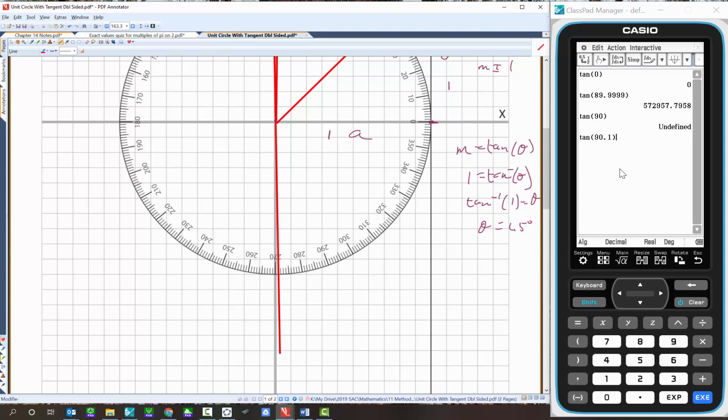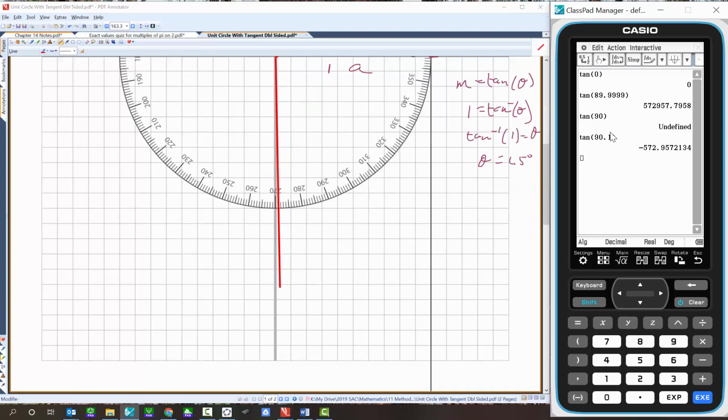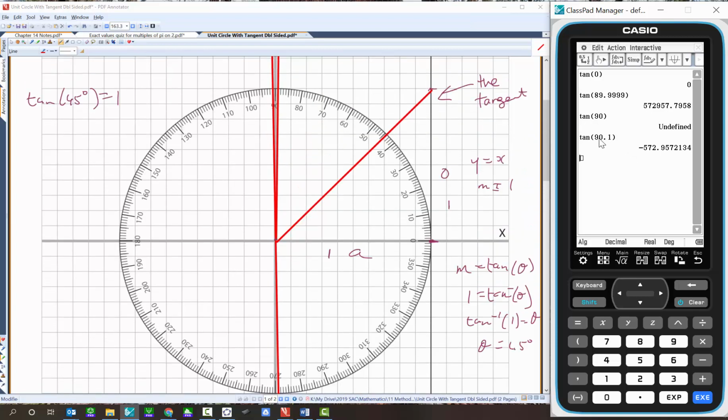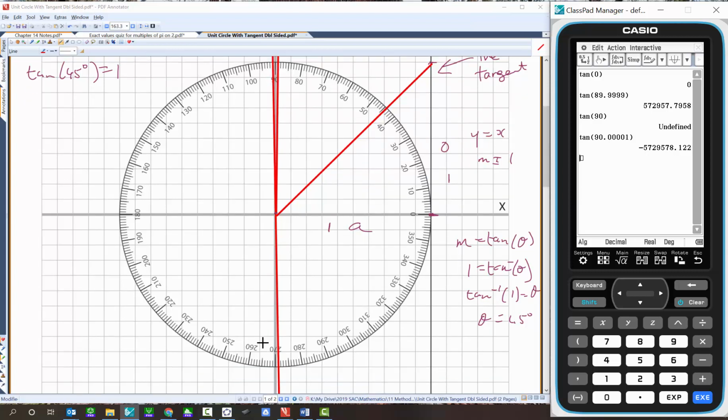Okay, so let's find out. This is going to be negative, like negative 57 or something like that. Let's just see. Negative 572. I was out by a bit there. And as it gets closer and closer to 90 degrees, 0.01, it's going to get more and more negative. That's not a proper maths word, but it's just going to hit at a lower and lower negative value. So tan's behavior around 90 degrees is really erratic. And over here at 270, it's going to do exactly the same thing.